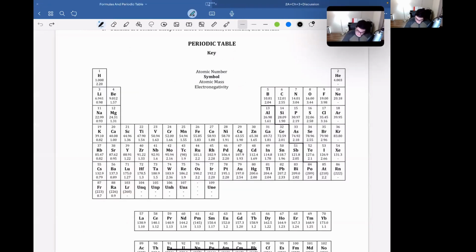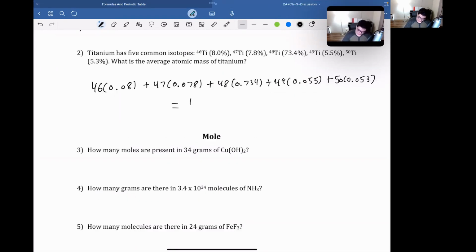I assume the one on the periodic table is the same. So when you plug this into your calculator, you should end up getting 47.9 atomic mass units or grams per mole or whatever.